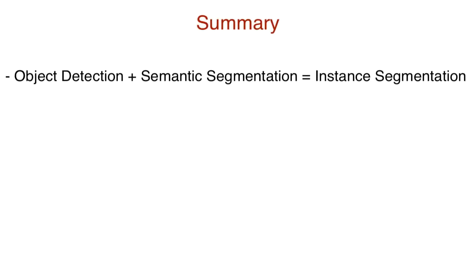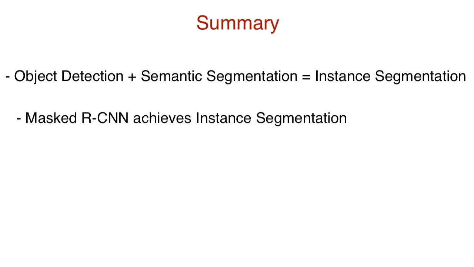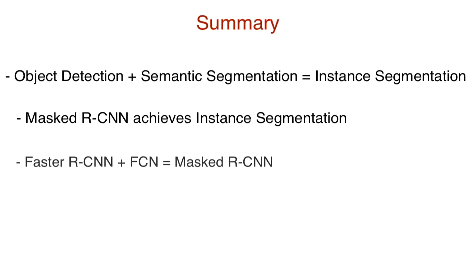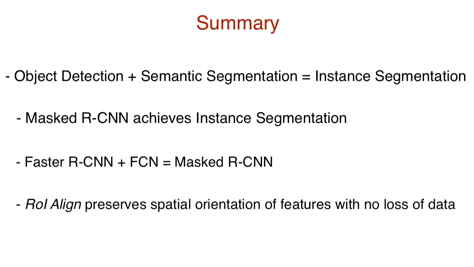Instance segmentation is object detection with semantic segmentation. Masked RCNN is an architecture to achieve instance segmentation. It combines faster RCNNs with fully convolution networks, FCNs. Masked RCNN uses ROI align, which preserves the spatial orientation of features and leads to no loss of information. And there's that, the new masked RCNN for instance segmentation.